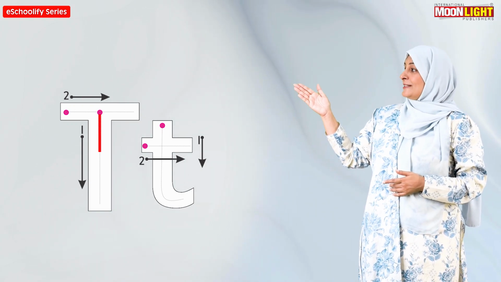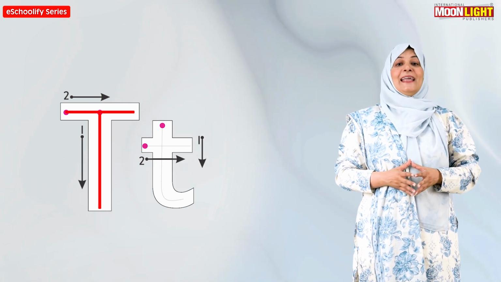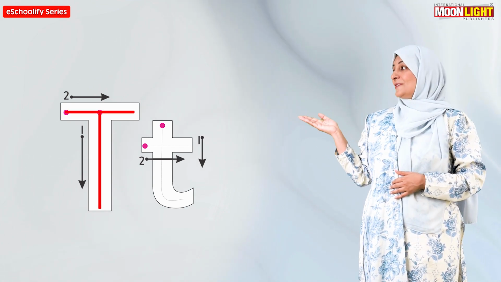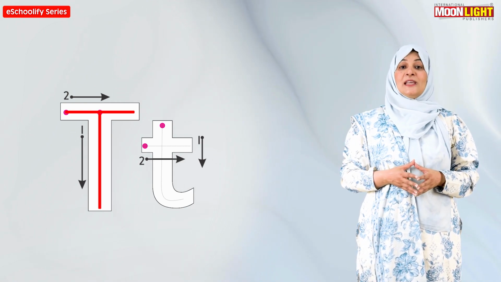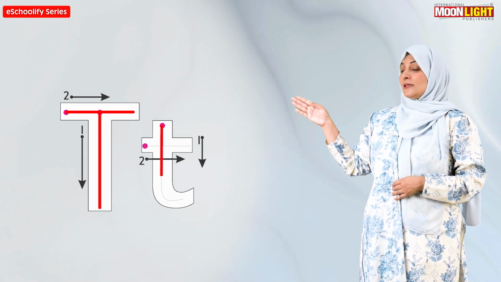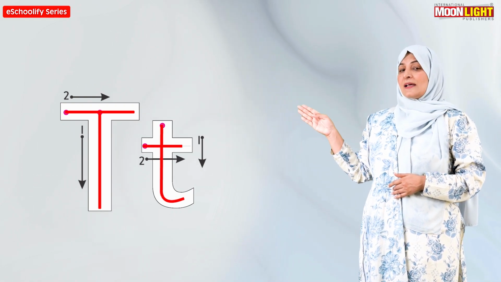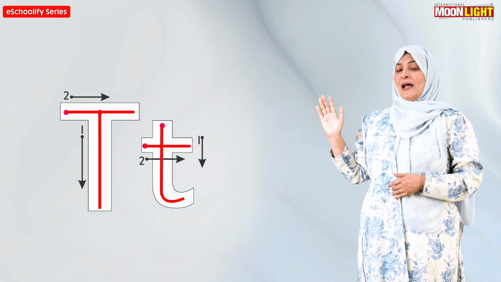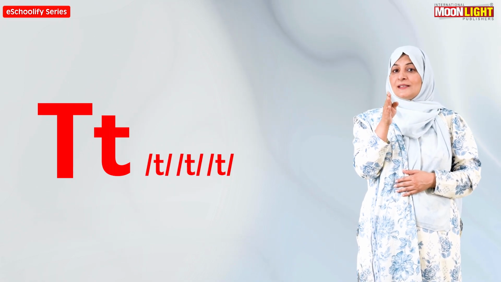Start from the first line, come straight down, make a sleeping line. It will make capital T. Start from the dot, come straight down, turn the loop, make a cut, make a sleeping line. It will make small t. The letter name is T. The sound of T is T, T, T.